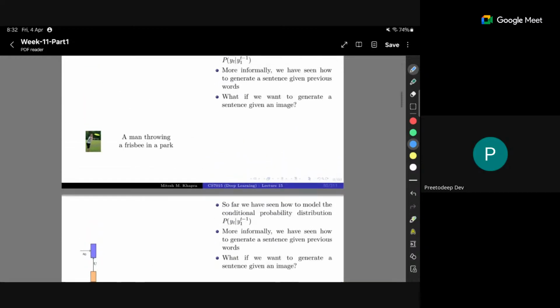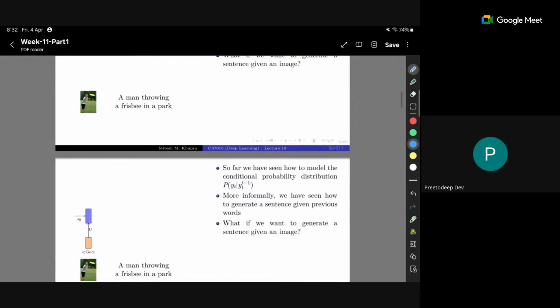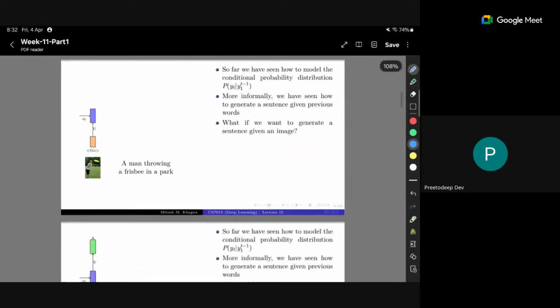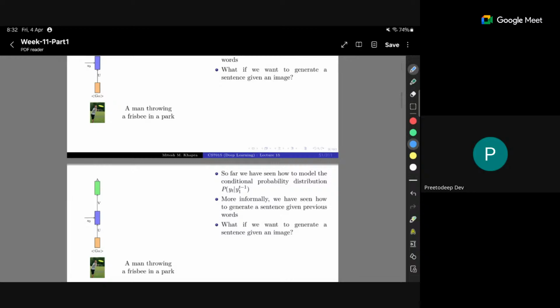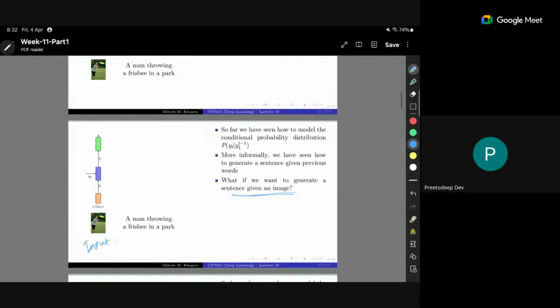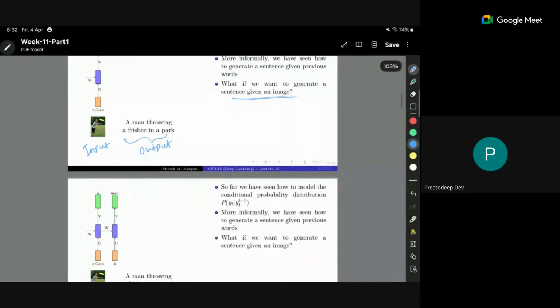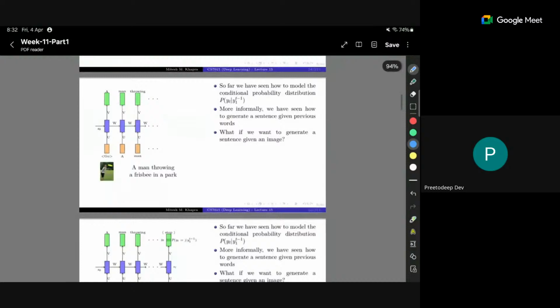So let's say this image you have: a man throwing a frisbee in the park. You want to give this as an input to, you can consider, an LSTM RNN, which takes an image and produces a sentence. So this is my input, and I want this as the output, right? This is a problem of context or text generation or something like that.